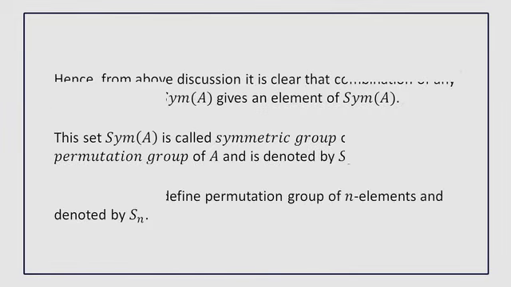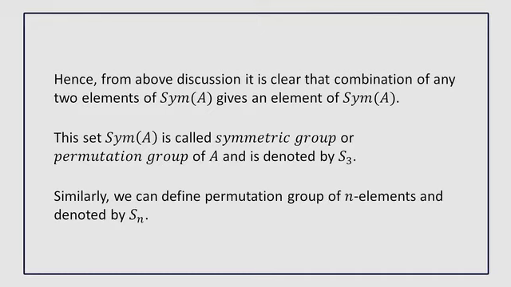Now, from the above discussion, it is clear that the combination of any two elements of the symmetry gives an element of the symmetry. This is called the symmetry group or permutation group of A, and it is denoted by S3. Similarly, we can define the permutation group of n elements, and it is denoted by Sn.